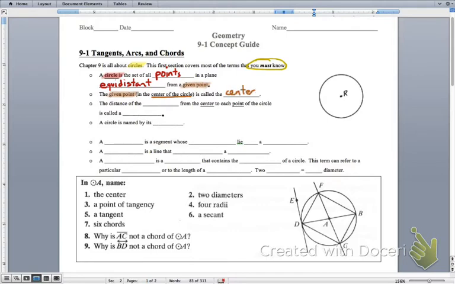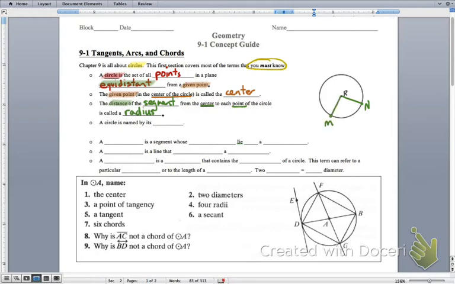The given point in the center of the circle is called the center. The distance, that the equidistant part of the definition, the distance of the segment from the center to each point on the circle is called a radius. So in this case up here, the distance from point R to point N is called the radius. That would be radius RN.